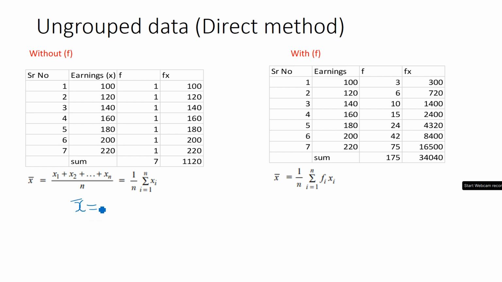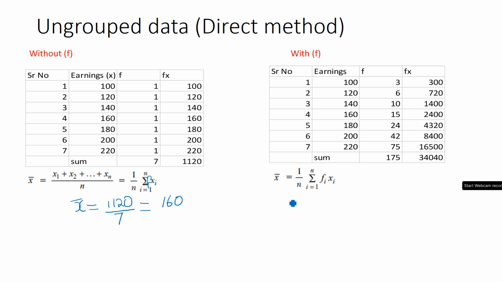X bar is equal to summation fx, which is 1120, and if I divide it by the number of observations or the number of people, I would get the mean as 160. So 160 is the average earnings of the data collected from 7 observations.